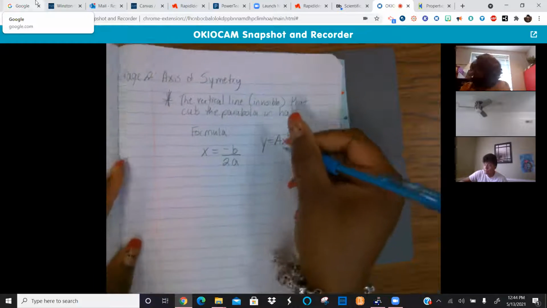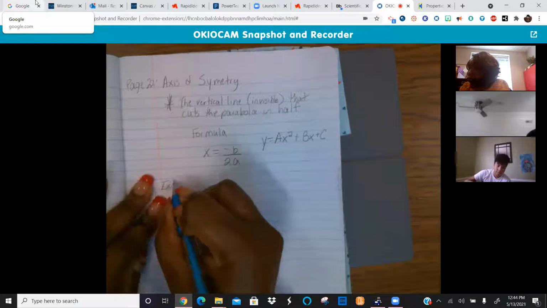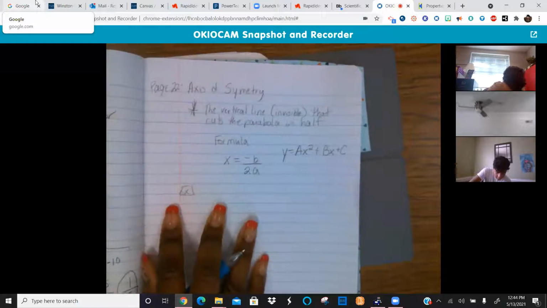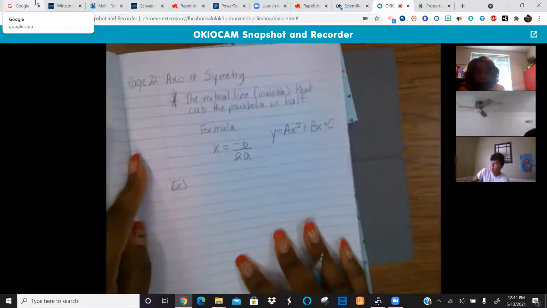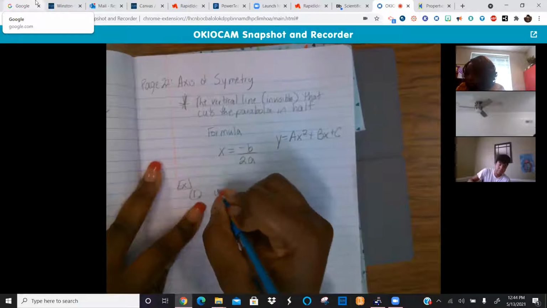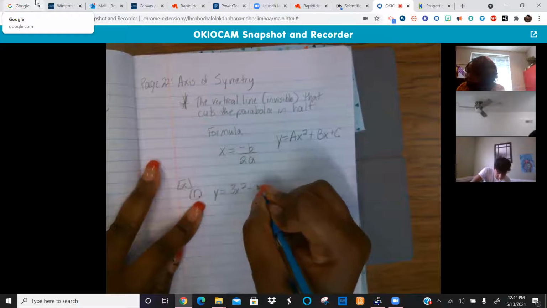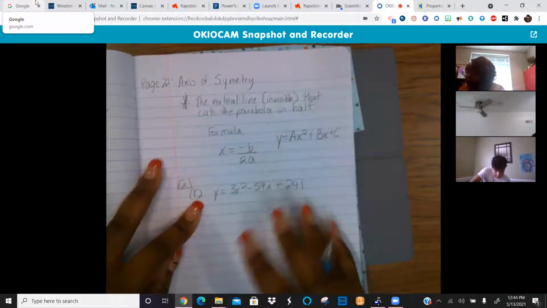All right, here we go. So this is how this works. Let's go ahead and do an example. This is simple, it's not really hard at all. Let's just do an equation. I'm printing a bunch of equations, so I'm gonna do one of these. I'm gonna do y is equal to 3x squared minus 54x plus 241.